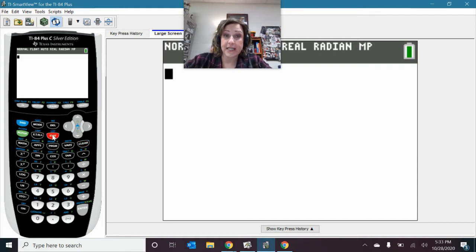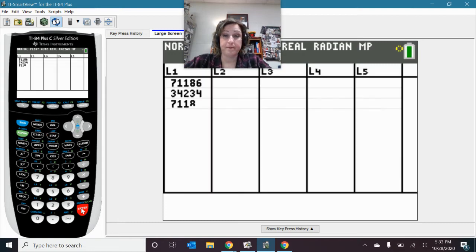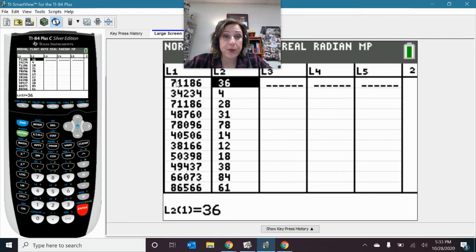I have gone to Stat Edit, and look here, I put in list 1 that list of all of those salaries or the average household incomes. Okay. And then I put in list 2 the number of organic food items that that local grocery store stocks. Okay. So that was a lot of data there. So I don't expect you to put all of that in, but you can follow along.